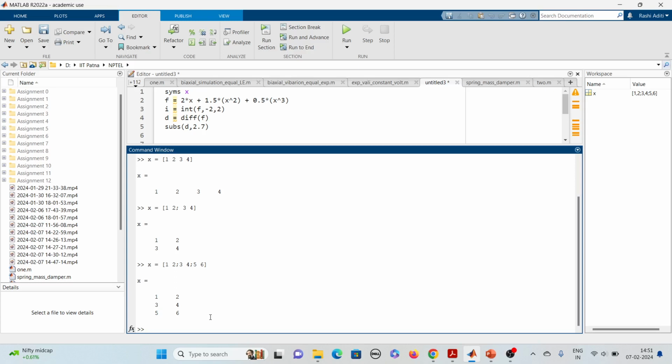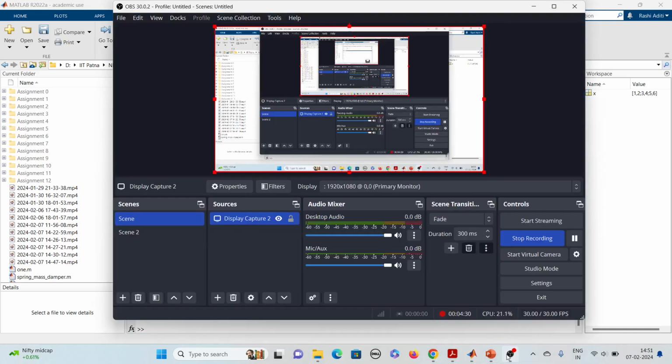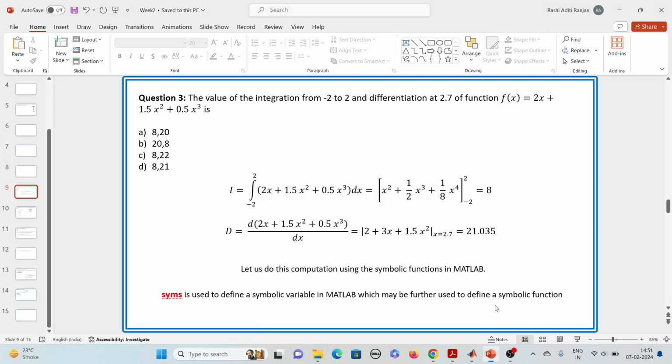In that case, we can use symbolic functions in MATLAB, where we can define x as a symbolic variable. Here, as I have written in the PPT as well, syms is a command which is used to define symbolic variables in MATLAB, which will be further used to define a symbolic function.